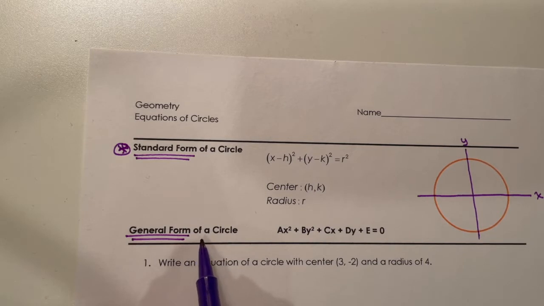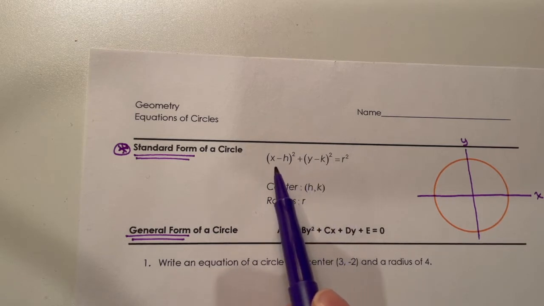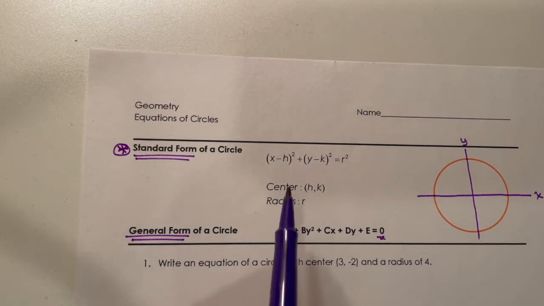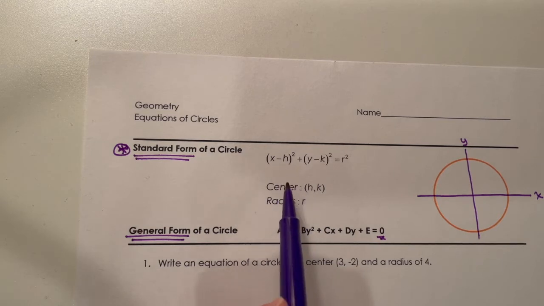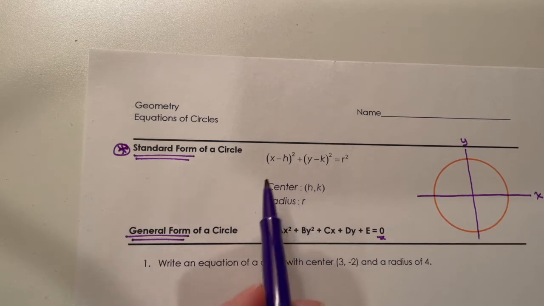And you'll notice the general form looks really complicated, but it is just the standard form multiplied out and then set equal to zero. And we'll do a couple examples of that in just a minute. So, with the standard form of a circle, you'll notice that it might look kind of familiar to equations when you learned about shifting parabolas or equations of lines.